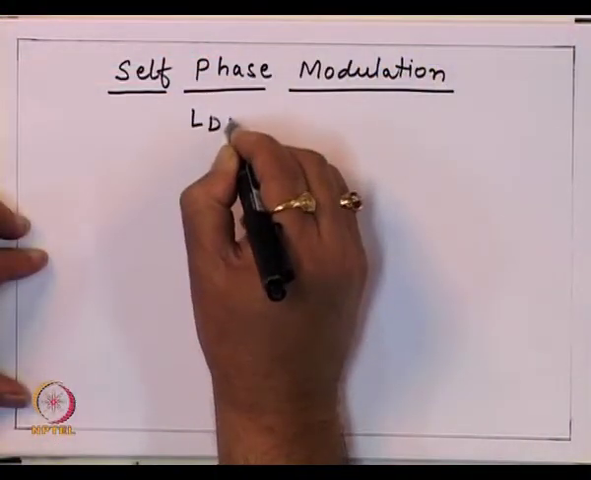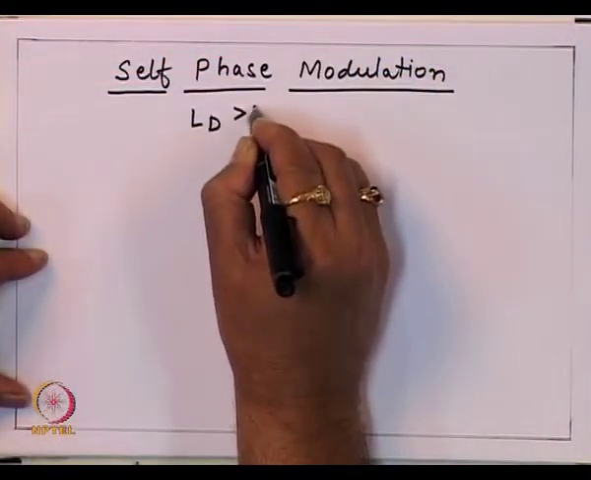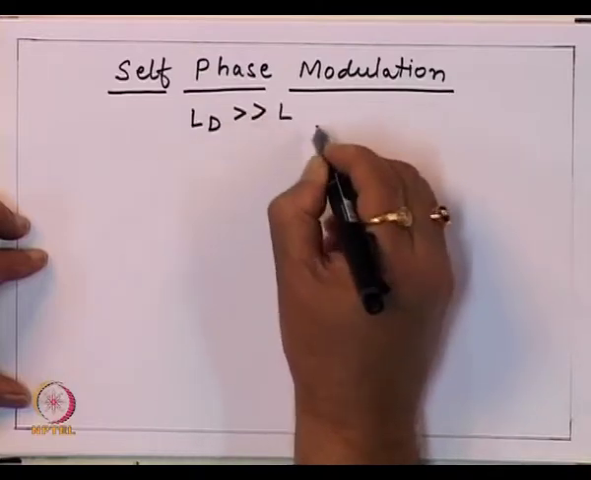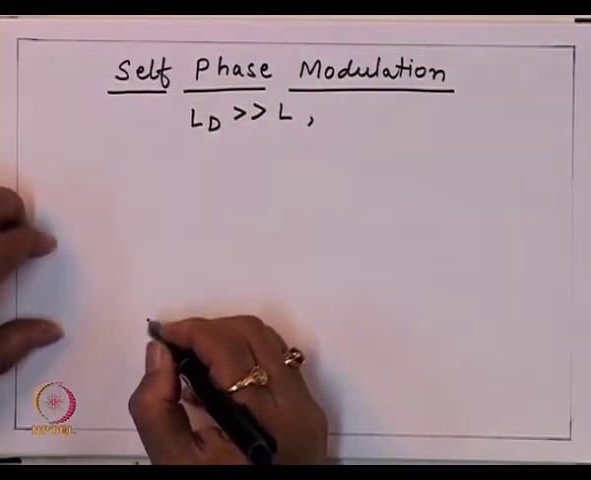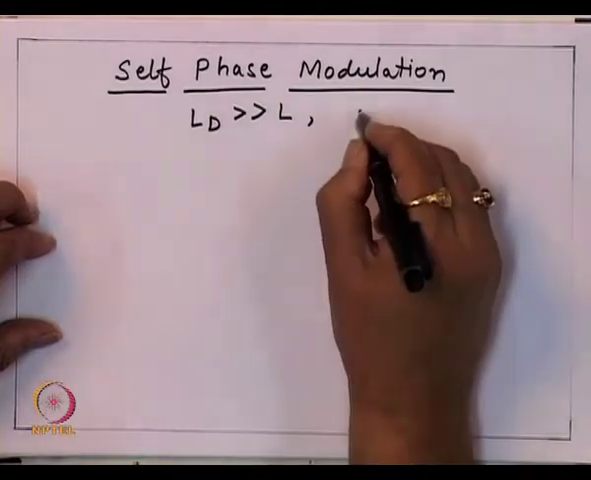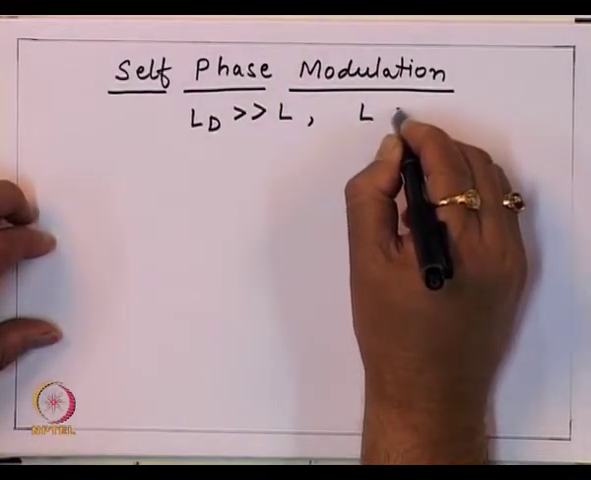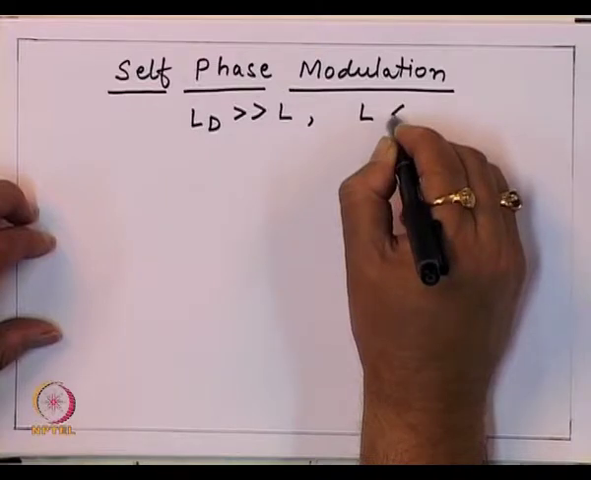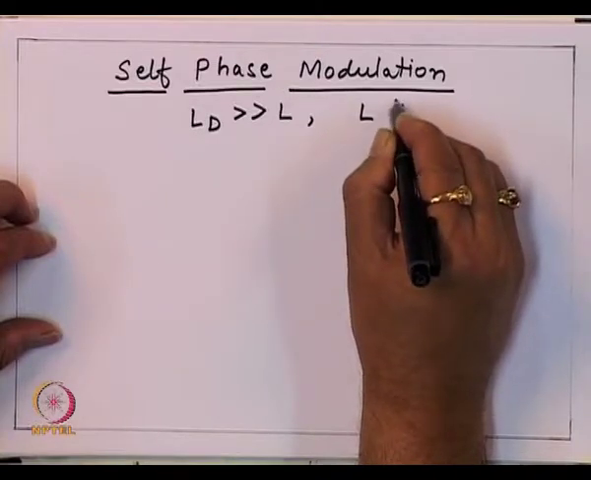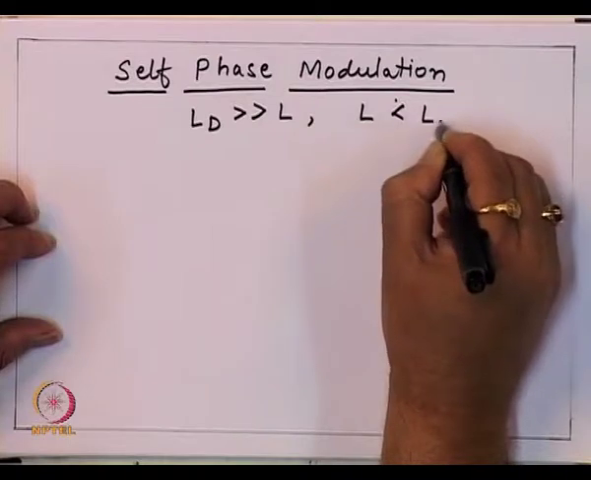So, here since we are interested only in the self phase modulation, we have the dispersion length, which is much greater than the physical length of the fiber, but the physical length is less than the nonlinearity length.